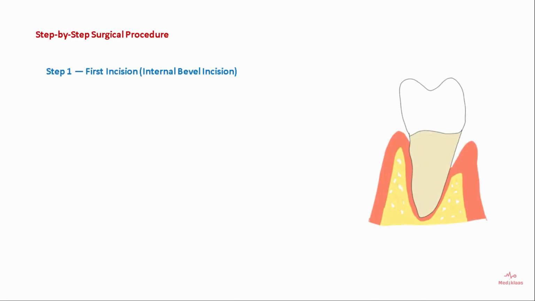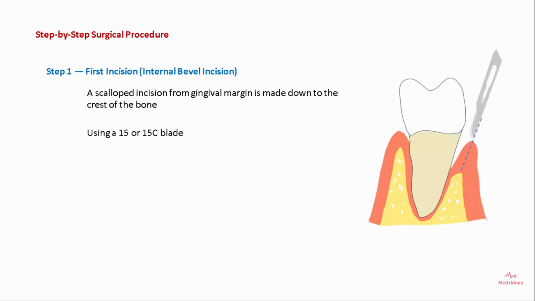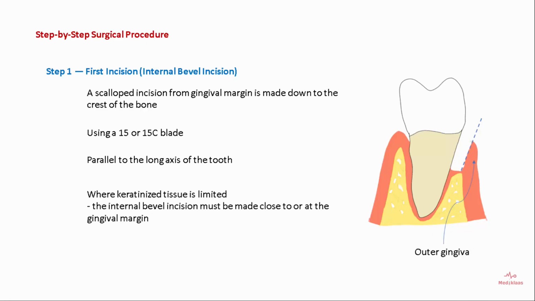The step-by-step surgical procedure of apically displaced flap includes step 1, which is the first incision or the internal bevel incision. A scalloped incision from the gingival margin is made down to the crest of the bone using a 15 or 15C blade. This is performed parallel to the long axis of the tooth. Where keratinized tissue is limited, the internal bevel incision must be made closer to or at the gingival margin.